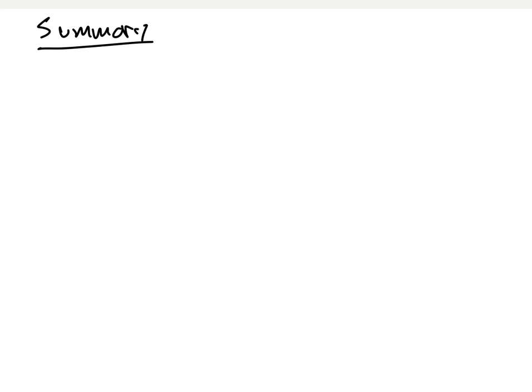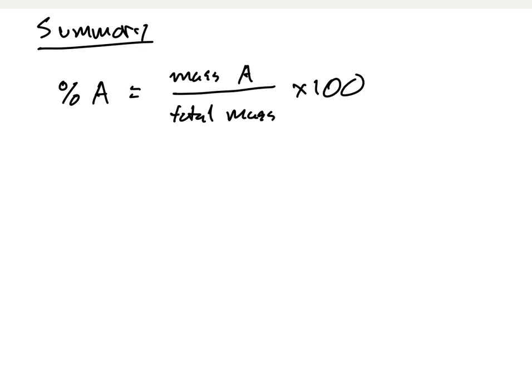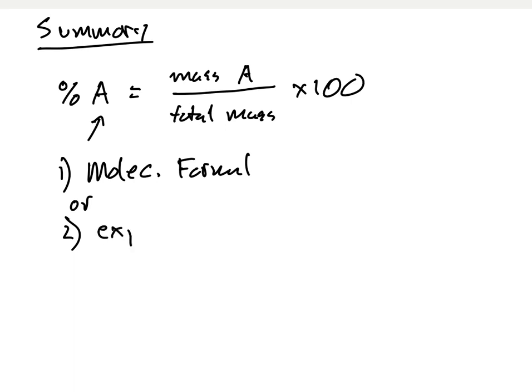Okay, so let's do a quick summary. What we've seen here is that percent composition is defined as simply the percent of a given element, in this case A. The percent of A is the mass of A divided by the total mass multiplied by 100. And there are two different ways that we can go about determining percent composition information. We could use a molecular formula, or we could use experimental data. We want to be able to use both.